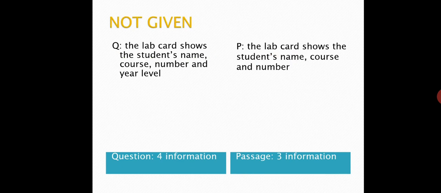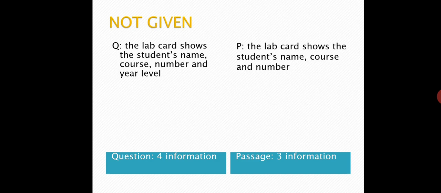Next is this. The lab card shows the student's name, that's 1, course, that's 2, number, 3, and year level. I got 4 specific details in front of me. So there are 4 types of information that the lab card is showing. But when I looked at the passage, oh my God, the lab card shows the student's name, that's 1, course, all right, and number. Wait a minute, year level is missing.